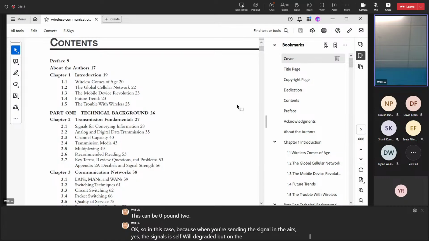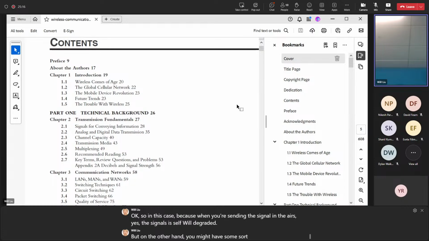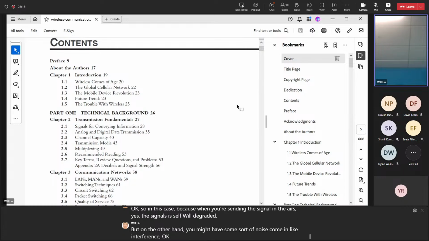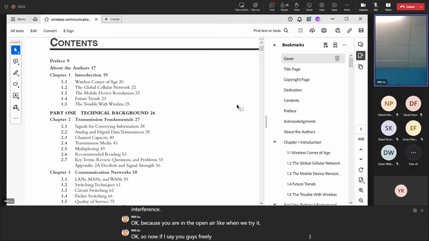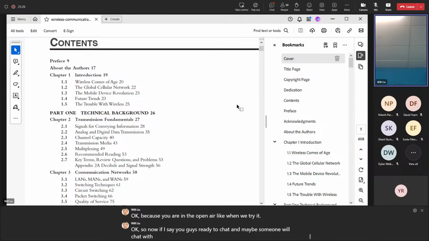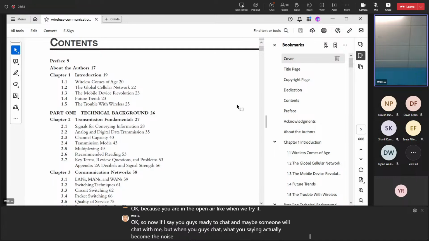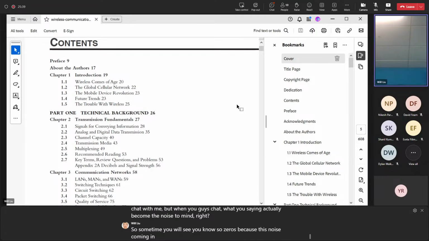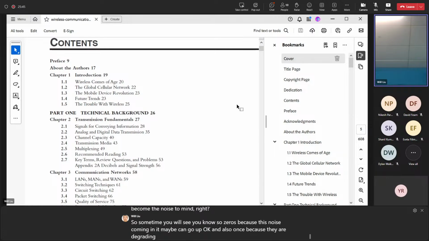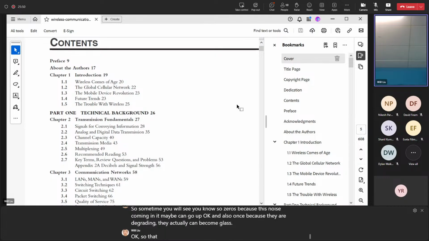On the other hand, you might have some noise coming in, like interference, because you are in the open air, like when we chat. If I say, are you guys ready to chat, and someone chats with me, what you are saying becomes noise to mine, right? So sometimes the zeros, because this noise comes in, can go up. And the ones, because they are degrading, can become less. That is the threshold.